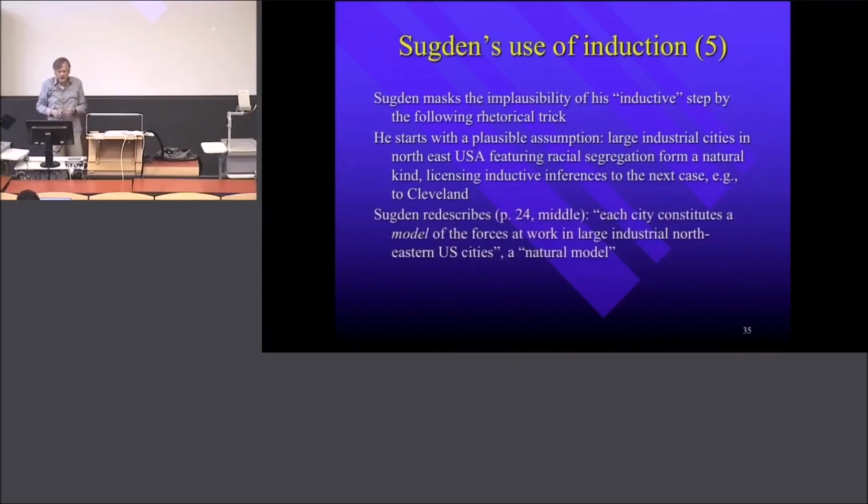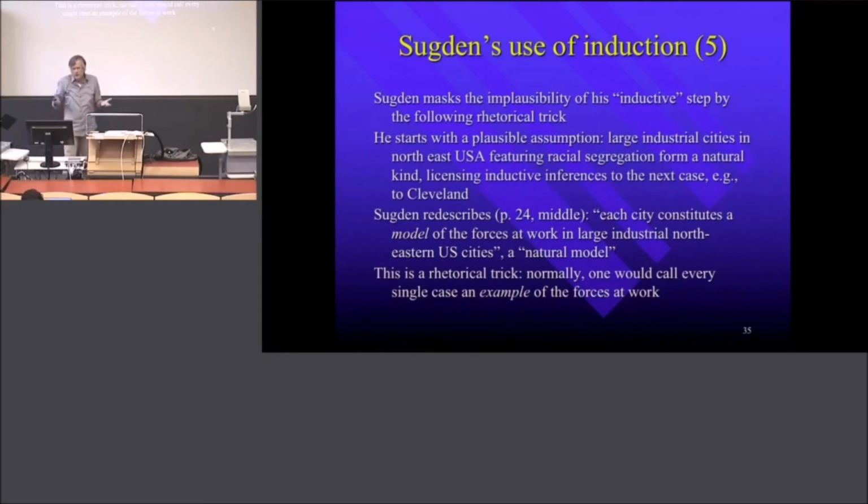Okay, so then he says, Sugden redescribes 24 in the middle: each city constitutes a model of the forces at work in large industrial northeastern US cities, a natural model. So he redescribes that and says, here we have the natural kind, and each one is a model of that natural kind. This is how he describes it, in his words: a natural model, not an artificial, a natural model.